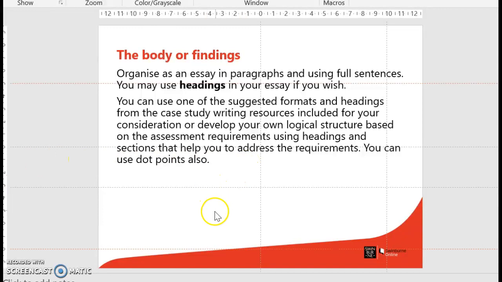So you can use headings here for your findings. You can set this out in any order you want. You can use headings. You could weave discussion together and not use headings. That's completely up to you.